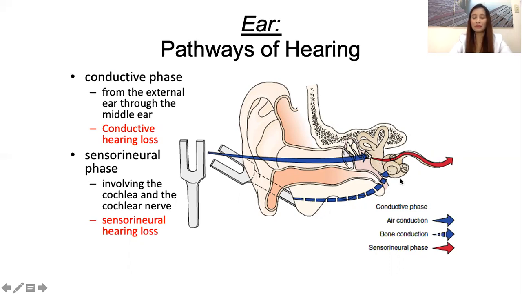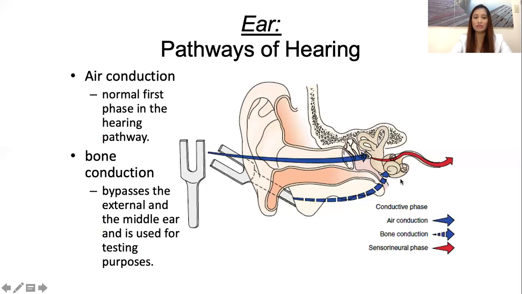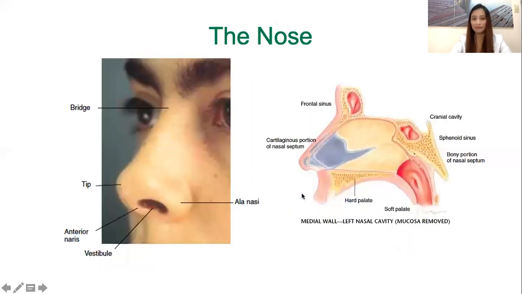It bypasses your external ear and your middle ear because it goes straight to your inner ear. So you will be able to test that also during your physical examination. Air conduction is the normal phase in the hearing pathway. The bone conduction bypasses, as I mentioned earlier, the external and the middle ear and is used for testing purposes. So we test for bone conduction if you want to differentiate whether this is a conductive hearing loss or a sensory neural hearing loss.